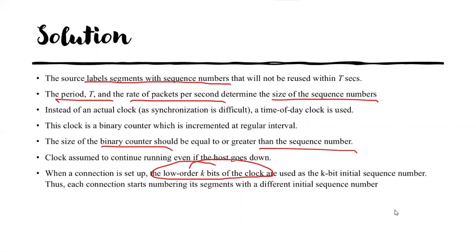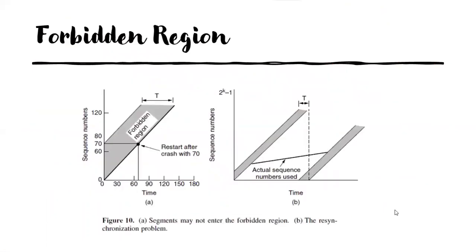So what it has to do is wait for T seconds before reusing. So you have the concept of a forbidden region here. This shows the relationship between the sequence number and time. On this side we have time, and on this side we have the sequence numbers. This area is the forbidden region. That is, within T seconds after you have used a particular sequence number, you have to wait for T seconds before you can reuse it. So you cannot give any sequence number during this time period.